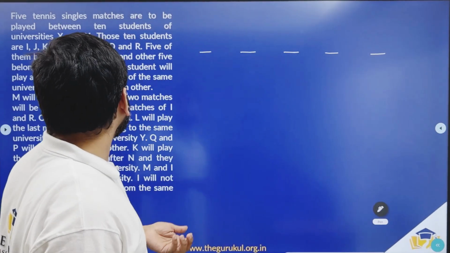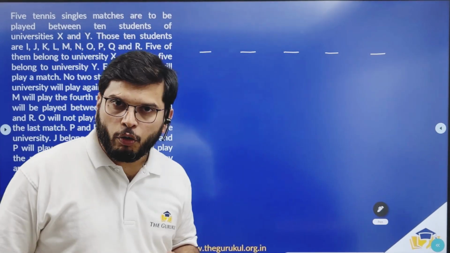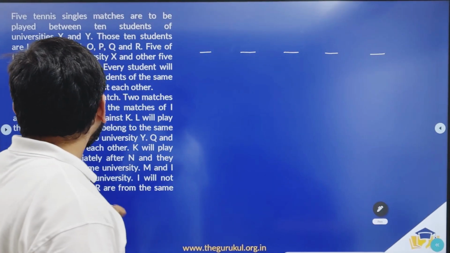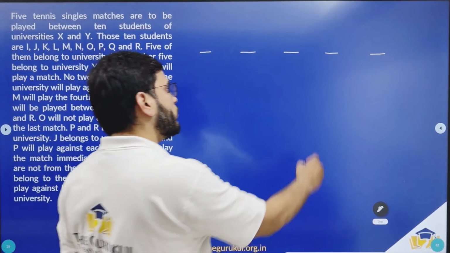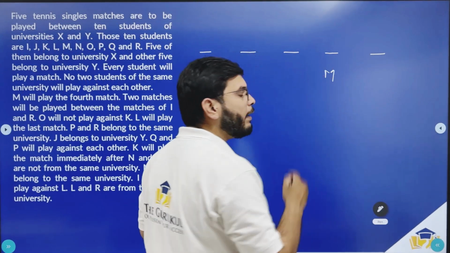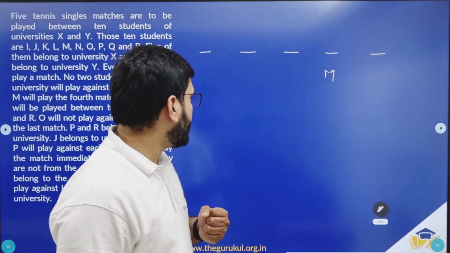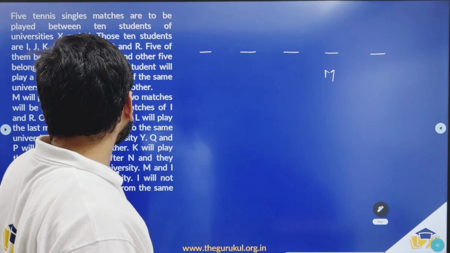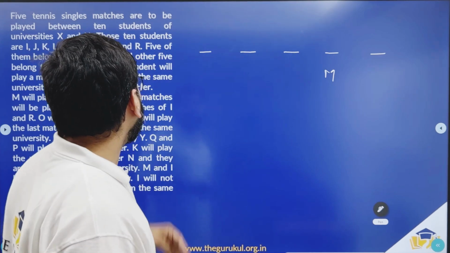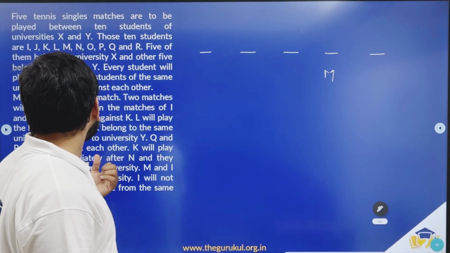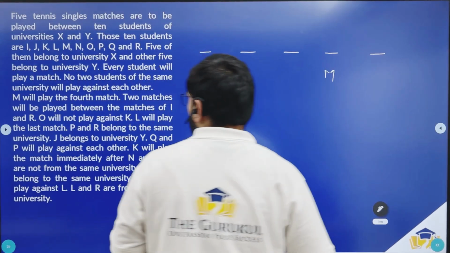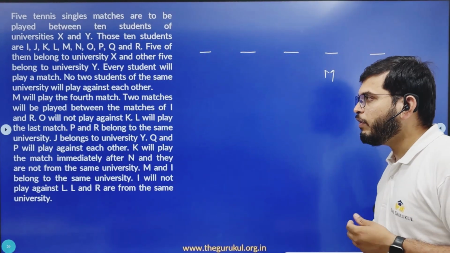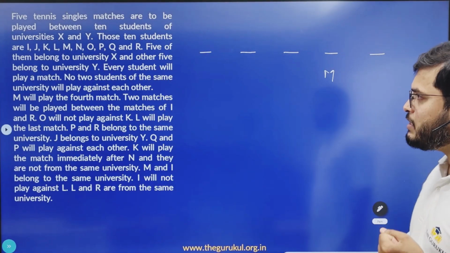Now we have 10 students belonging to two different universities X and Y. Now M will play the fourth match. So M plays this match. And in every match you have two persons playing. And those two should be from two different colleges. Right? Because no two students of the same university will play against each other. Now two matches will be played between the matches of I and R. Now we do not have I, we do not have R. Now let's come to this statement later.